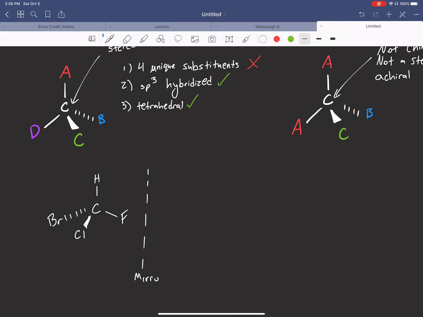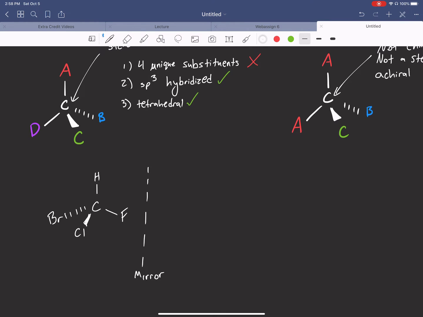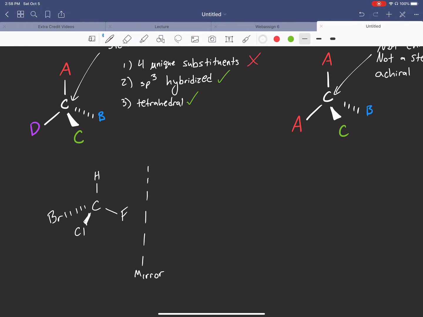And first, let's see if it's chiral or not. Does it have 4 unique substituents? Well, it has a hydrogen, a fluorine, a chlorine, and a bromine. So, yeah. sp3 hybridized? Yep. And tetrahedral? Yep. So let's take the mirror. So this is a chiral compound.